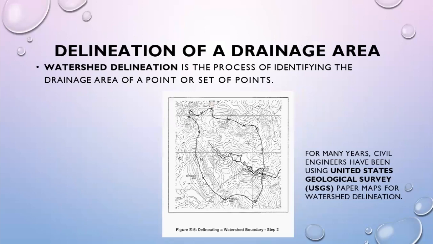Delineation of a drainage area. Watershed delineation is the process of identifying the drainage area of a point or set of points. So here's an example. And to add, for many years, civil engineers have been using United States Geological Survey, or USGS, paper maps for watershed delineation.